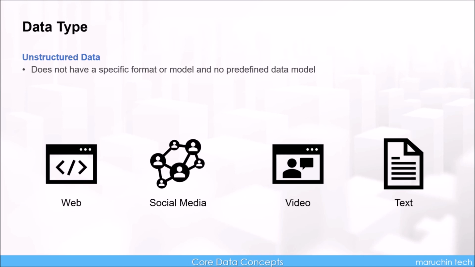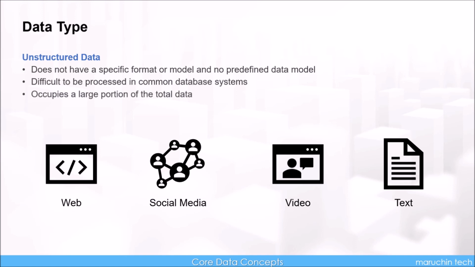Unstructured data is data that doesn't follow a specific format or model, and for which no predefined data model exists. It is difficult to process in a typical database system and is not suitable for analysis in its original form. It occupies a large portion of the total data, and there are many types of unstructured data.